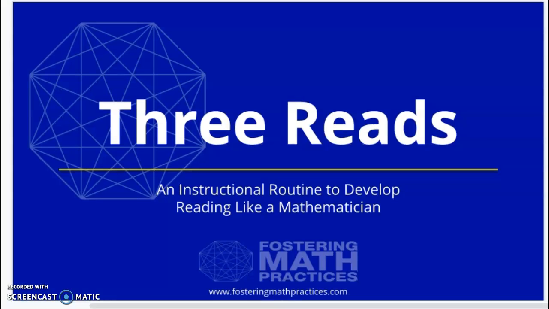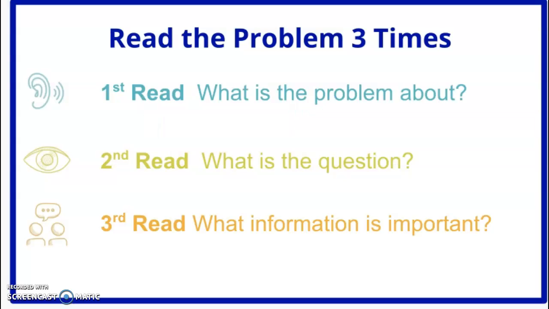So, reading the problem. You're going to read the problem 3 times, obviously, with the name of the strategy. So the first read of the 3-read strategy is, what is the problem about? That is the sole thing that you're focusing on when you read it the first time. The second read is you're asking yourself, what is the question? And the third read is, what information is important in the word problem or situation that you are given.